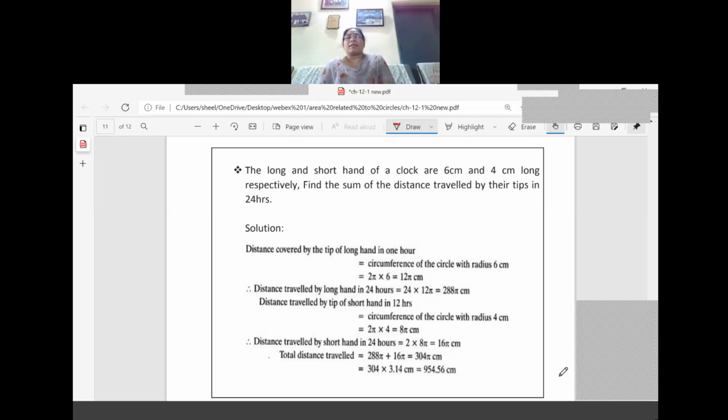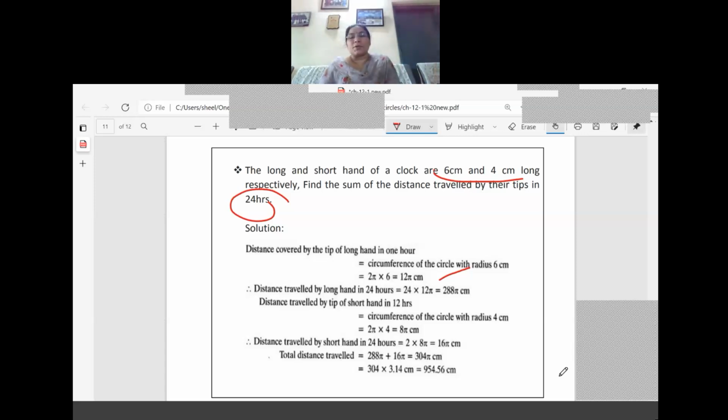Distance covered by the tip of the long hand in 1 hour. That means circumference only. So what is the radius for the long hand? It is 6. So 2 pi r, so it is 2 pi into 6, that is 12 pi. Similarly, long hand in 24 hours, we need to calculate. In 1 hour it is completing one circumference only. So now it is calculated for 24 hours. So 24 hours it is equal to 288 pi. I hope you understood this one.